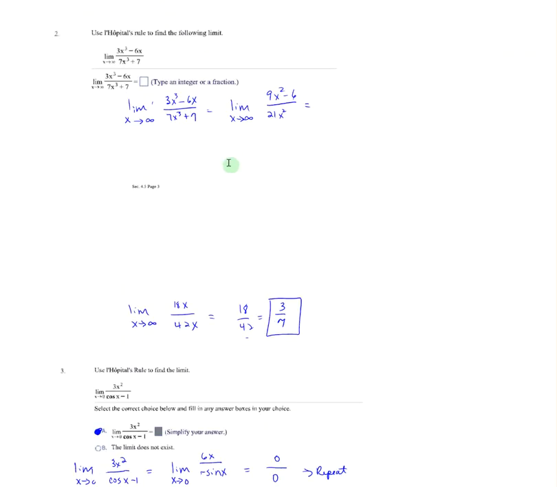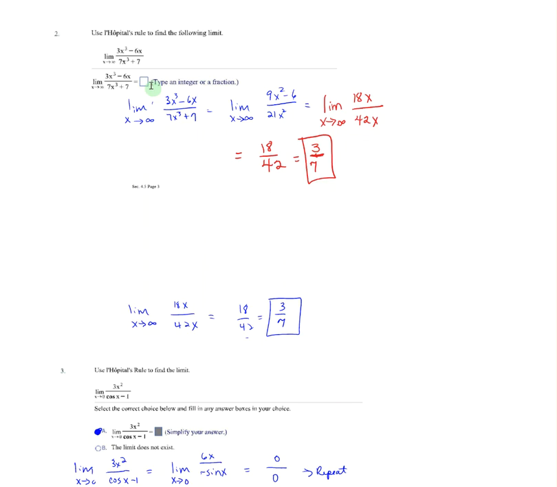Number 2, limit as x approaches infinity of (3x cubed minus 6x) over (7x cubed plus 7). I'm not even sure that I would use the rule here, but I went ahead and did it, just put it up here for you. If you took the derivative of the top and the derivative of the bottom, you end up with 18x over 42x, and do it one more time, you've got 18 over 42, and the limit of a number is going to be the number as you go to infinity, and so that's 3/7.